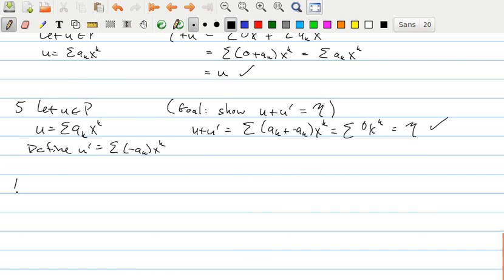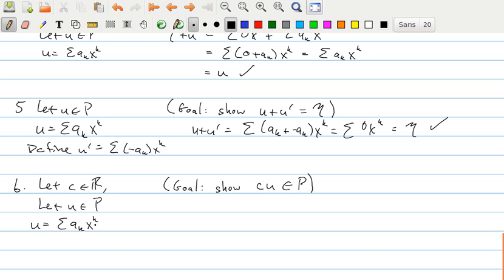The idea is we're going to let c be a real number and u be a vector from our vector space. The goal here is to show that c times u is again in the vector space. To do this, if u is a polynomial, just like we've done on every step so far, u can be defined as the sum of the coefficients and the powers of x. And if we take c times u, this is c times the sum of a_k, x to the k.